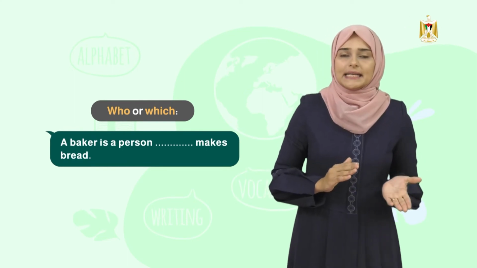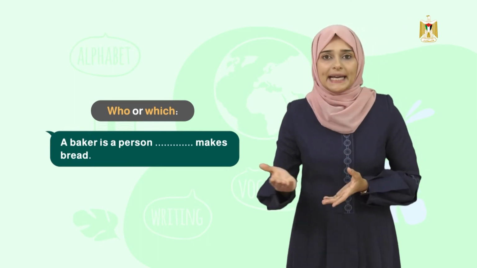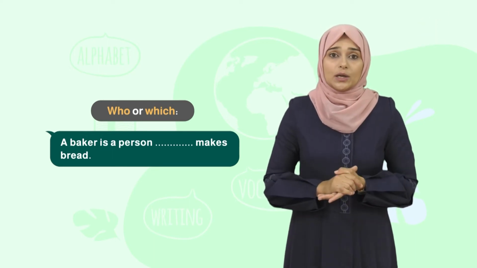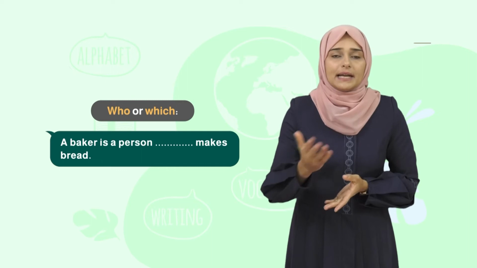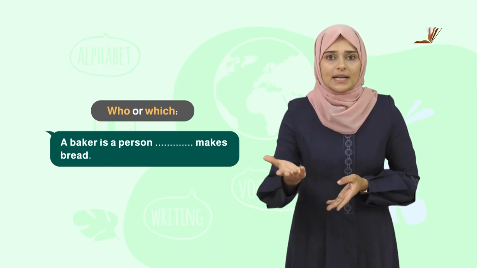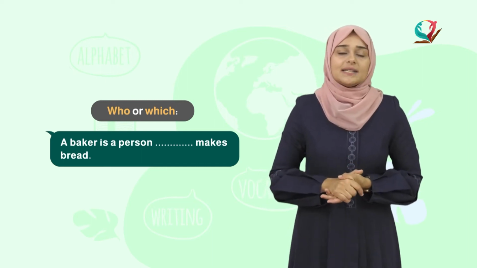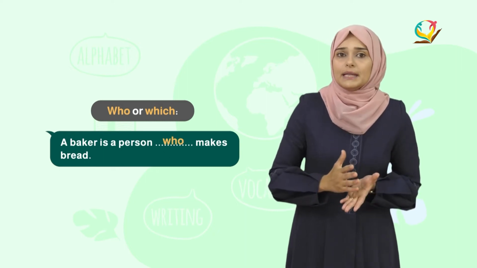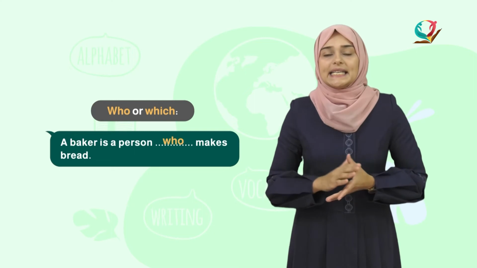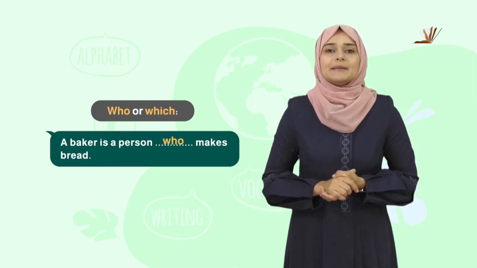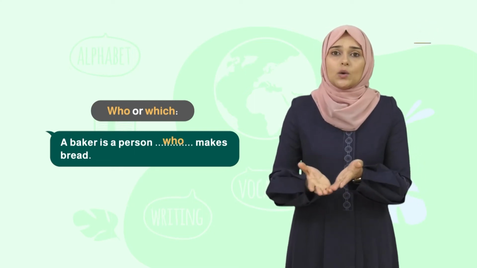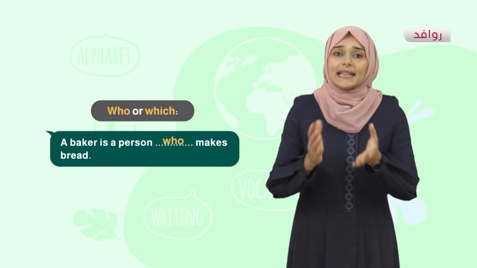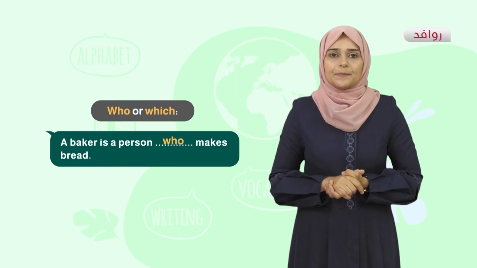Number 4. A baker is a person who bakes bread. As you see, we say a person. A baker is a person. So the answer is who, because we use who with people. A baker is a person who bakes bread.